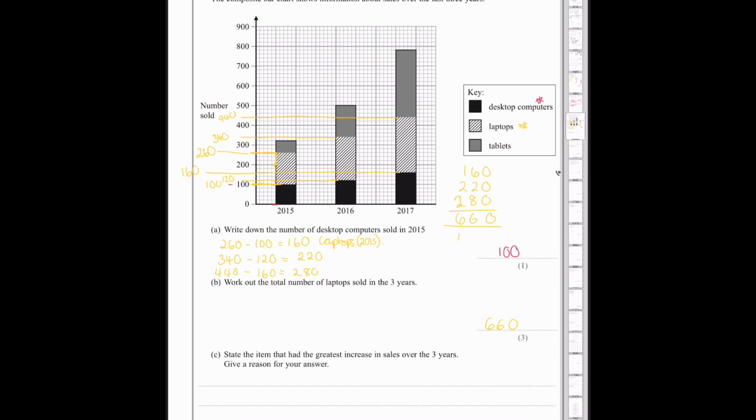We can see that in 2015, if we look at the graph, this has had the biggest change, here and here. So it's obviously tablets, but we just need to give a reason. If we worked it out from there to there, 2, 4, 6, they sold 60 tablets, because there's only 3 squares.